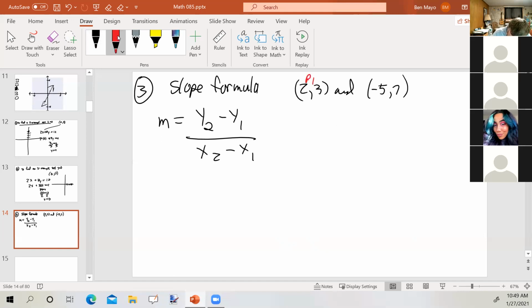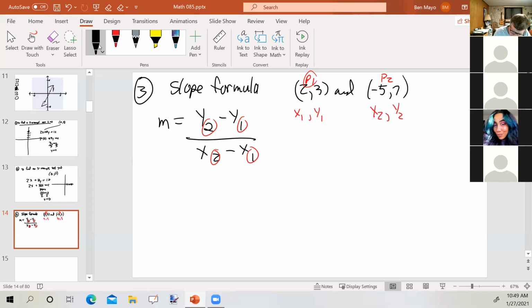This first point is point 1 and the second point is point 2. These little numbers here are subscripts. So point 1 has x sub 1 and y sub 1. Point 2 has x sub 2 and y sub 2, okay?